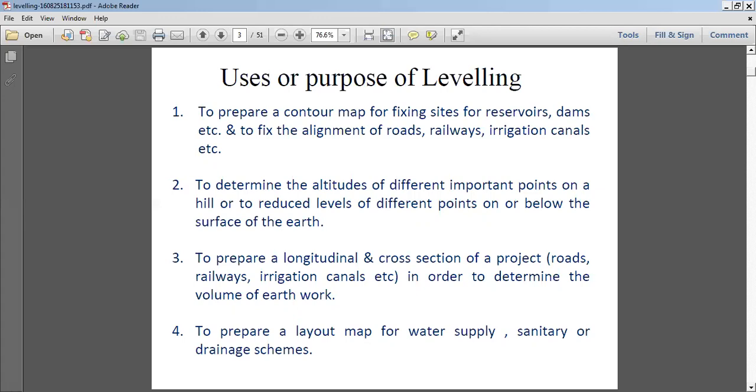Next is to determine the altitude of different important points on a hill, or the reduced level. In this case, we will find the relative position of different points. It may be at the top of the hill, on the other sides of the hill or valley. So we can know what will be the reduced level of that particular point where we are going to start the project or any constructional activity.